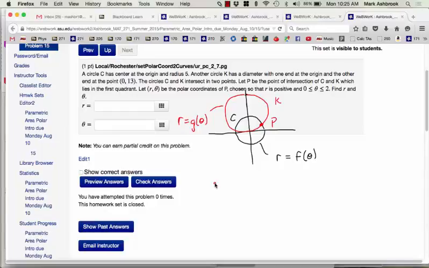And what will be true about point P? At point P, the r value of this circle will be the same as the r value of this circle, the distance from the origin, right?